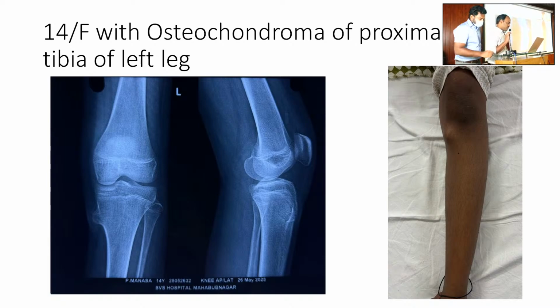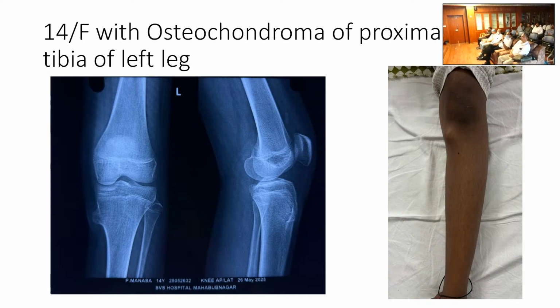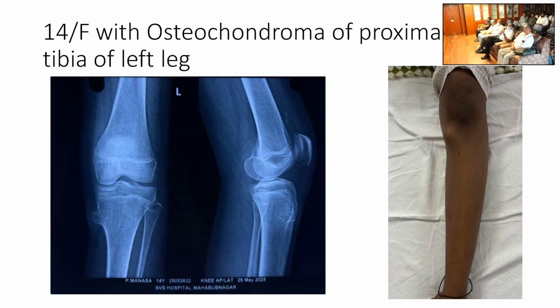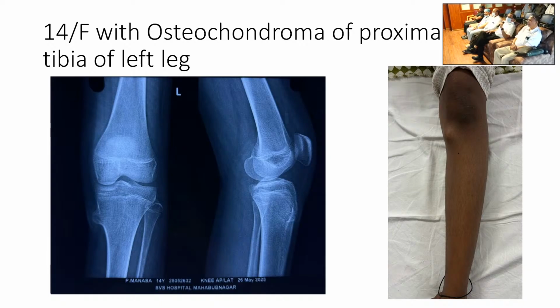Sir, a 14-year-old female with an osteochondroma of the proximal tibia of the left leg. She's complaining of pain on and off. So 14-year-old, pain is the symptom. This is your short case for your examination. You should be thorough. When do you get the pain? You think it's an osteochondroma? Yes.